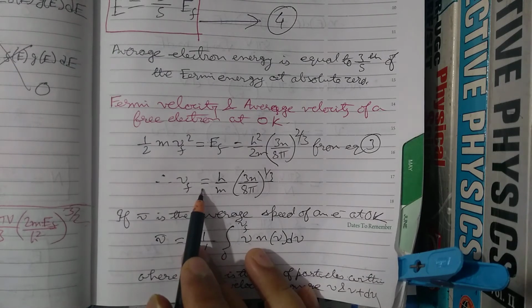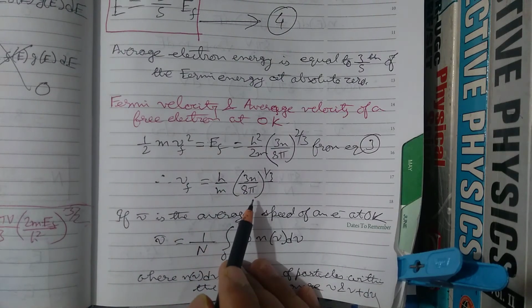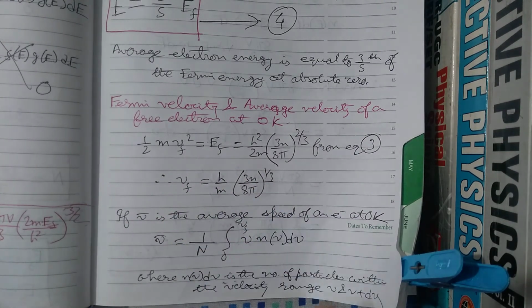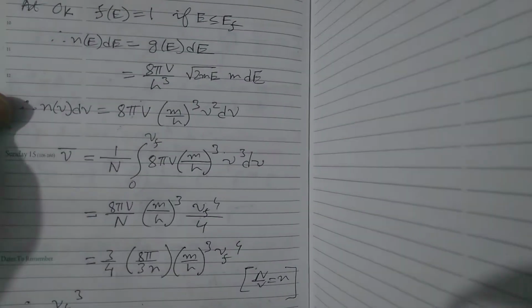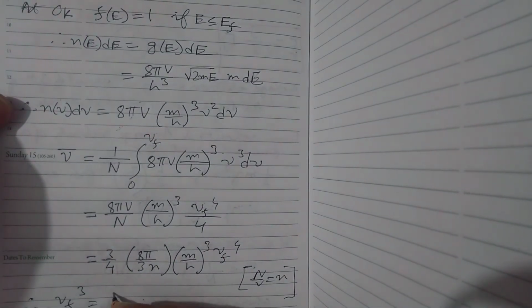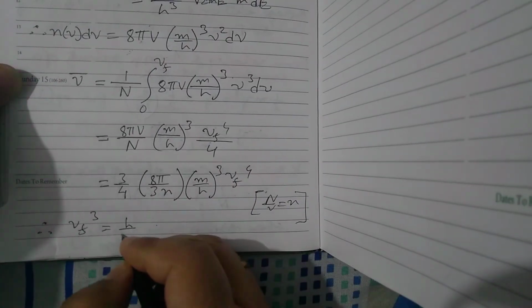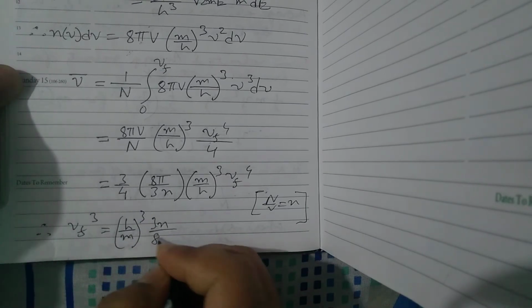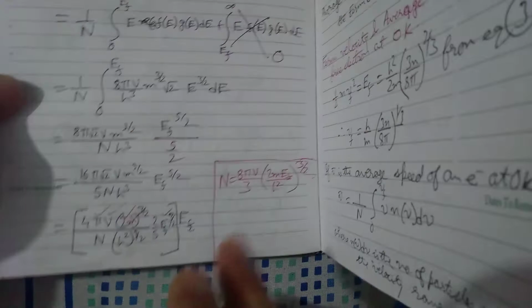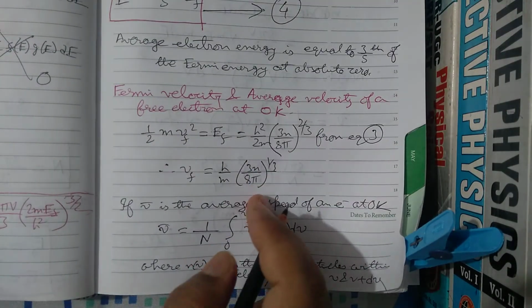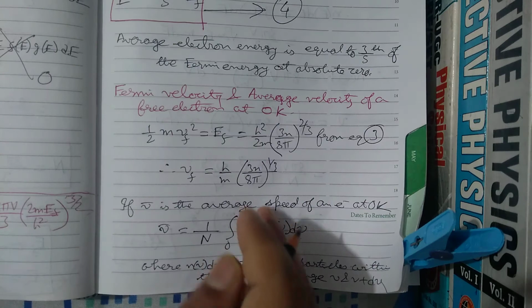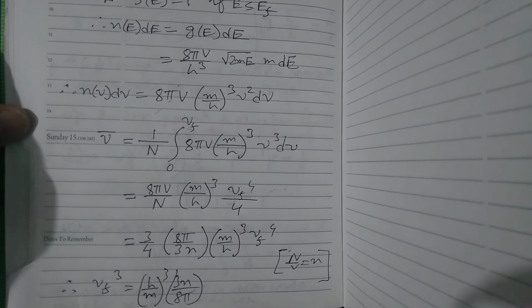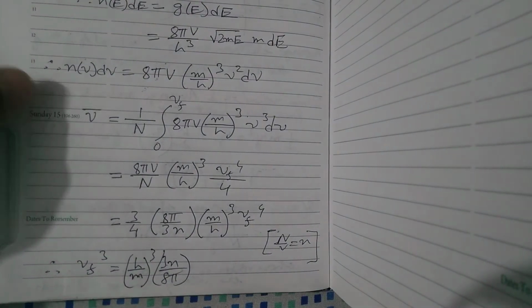From here, vf cube will be what? (h/m) whole cube times 3n/8π whole cube. In the last page, (h/m)^3 (3n/8π). So vf cube will be equal to (h/m)^3 into 3n/8π. This (h/m)^3 (3n/8π), to the power 1/3 cubed, so it is (h/m)^3 (3n/8π).